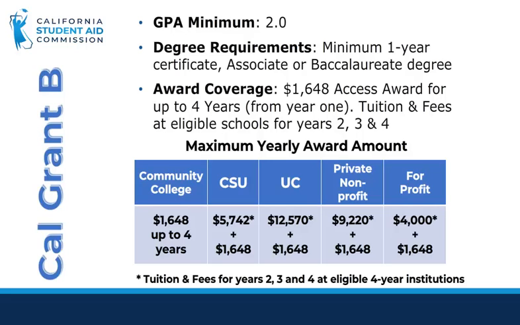This grant operates a little differently because in the first year, the vast majority of students will only receive the $1,648 access award portion of the grant, with the awarding of the tuition and fees kicking in their second, third, and fourth year. For a Cal Grant B, the coursework must be at least 1 academic year in length and may be a certificate or degree program. Once again, students with dependent children may be eligible for up to $6,000 access award with the Cal Grant B.